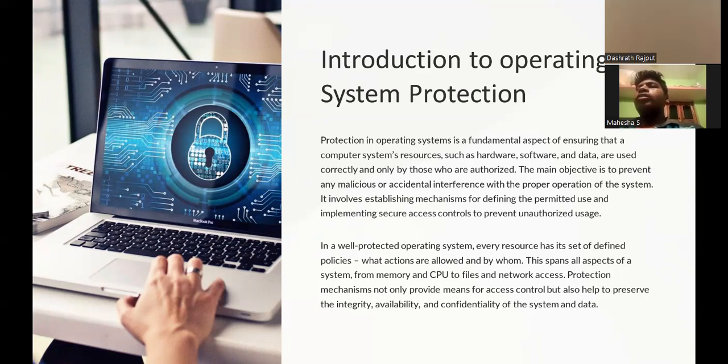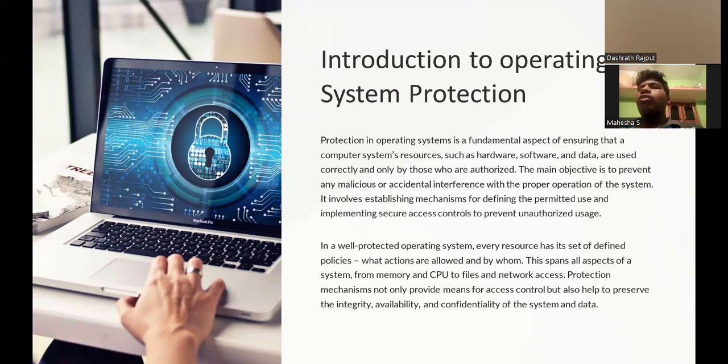The main objective is to prevent any malicious or accidental interference with the proper operation of the system. It involves establishing mechanisms for defining the permitted use and implementing secure access controls to prevent unauthorized usage. In a well protected operating system, every resource has a defined set of policies on what actions are allowed by whom. This spans all aspects of a system, from memory and CPU to files and network access.